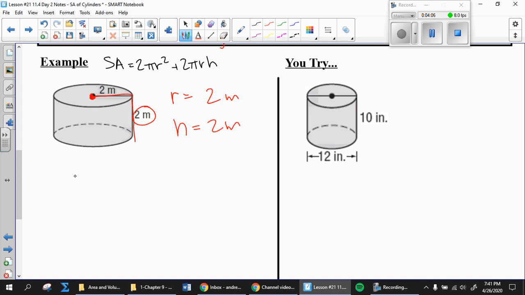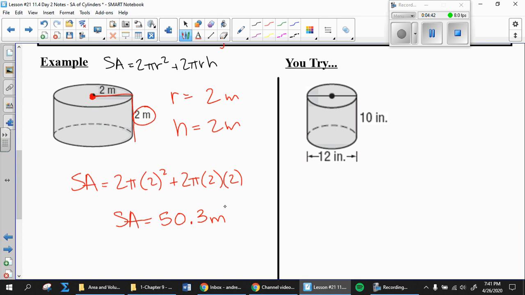All we have to do: surface area equals 2 pi 2 squared plus 2 pi 2 times 2. We take that and type it into our calculator. So 2, use the pi button, 2 squared plus 2, use the pi button, 2 times 2. Let's round that to the tenths. We should get 50.3, still surface area, so meters squared.